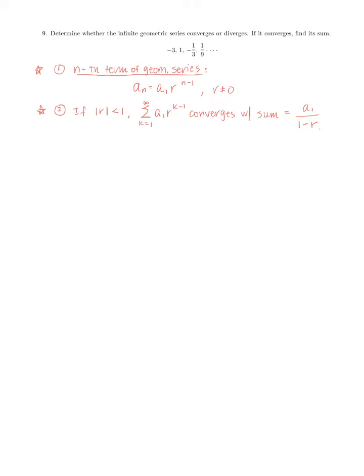Now, to find the nth terms of the geometric series, notice that our first term, A sub 1, is 3. A sub 2 is 1. And then A sub 3 is negative 1/3, and so forth. Okay, so let me just write that out. We know that A sub 1 is negative 3. Now, notice that when n equals 2, A sub 2 is 1.